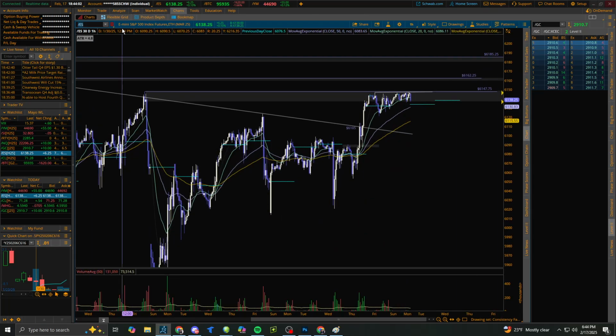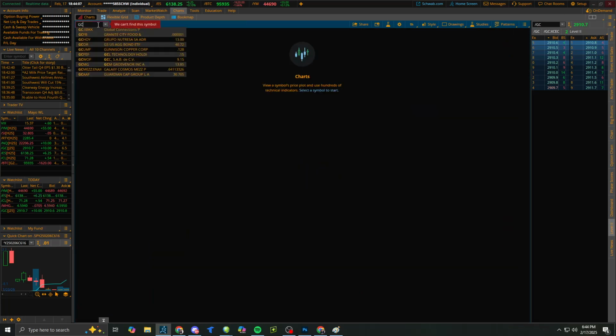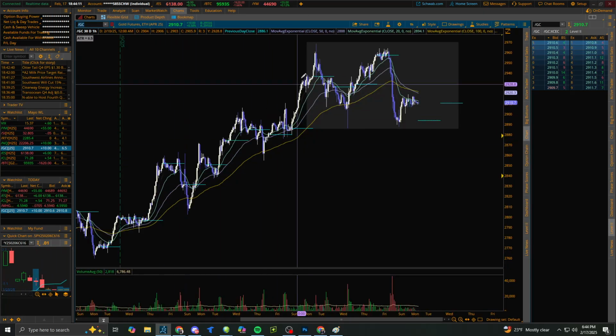Super, super simple and easy, right? And then we just trail it, see how much we can get out of it. And if it fails and the setup evaporates, we just wait for another one.